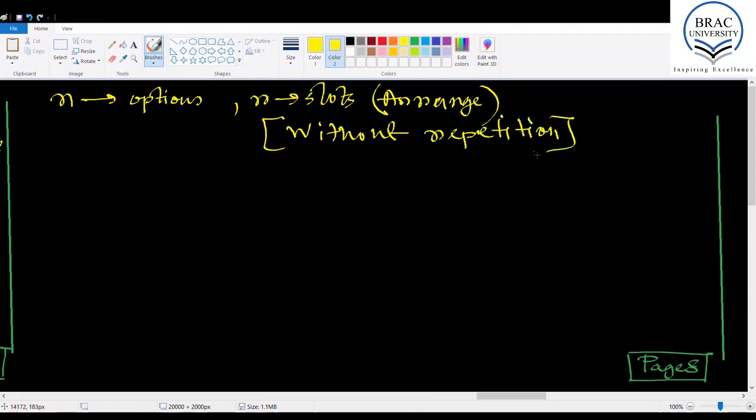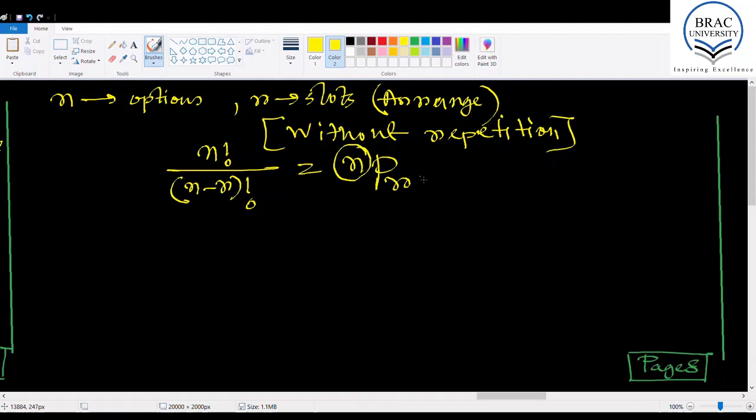So in how many ways can we arrange these n options in r slots? Okay, so the total number of permutations would be n factorial divided by n minus r factorial. Since mathematicians are lazy, they express this term as nPr. It means out of n different elements, in how many ways can you pick and arrange them in r slots?